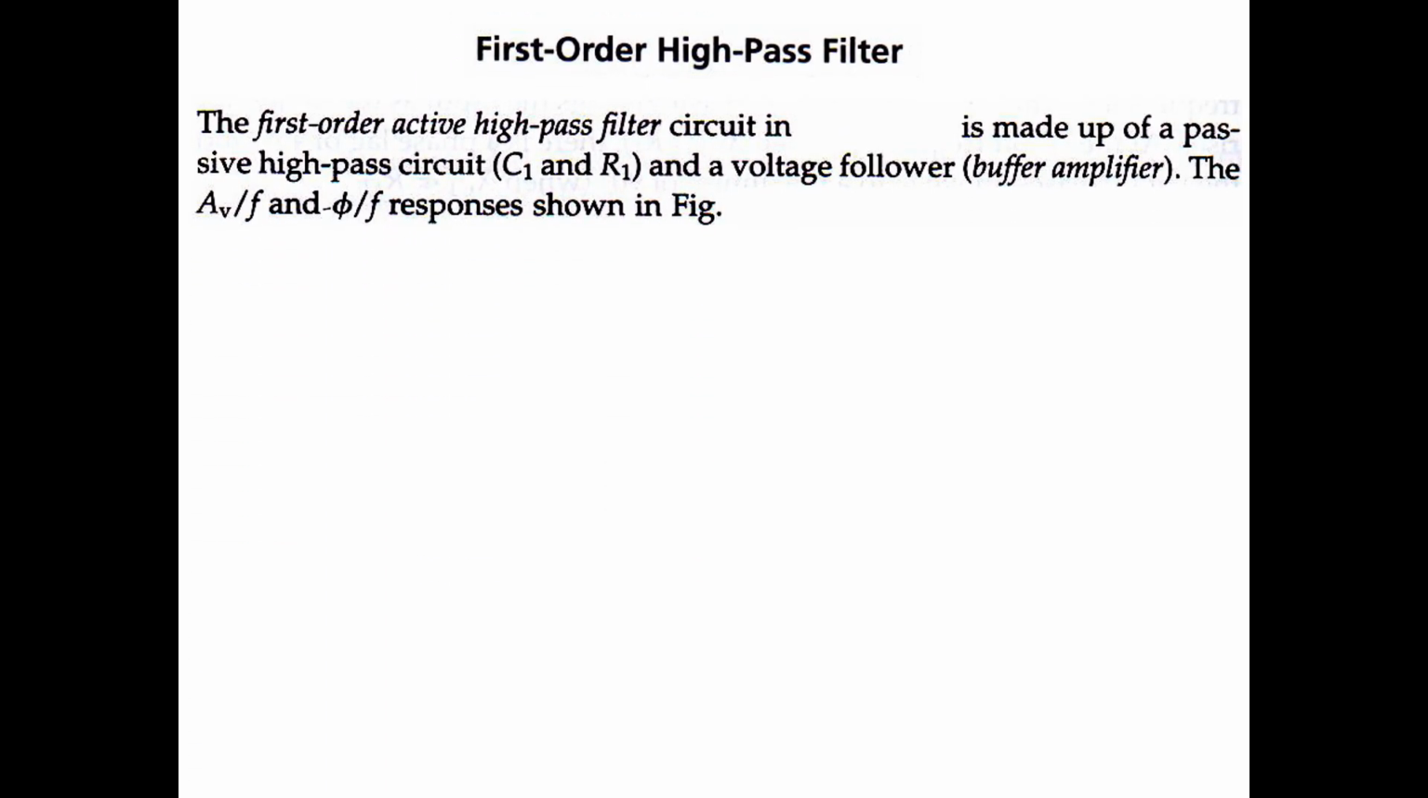First order high pass filter. The first order active high pass filter circuit is made up of a passive high pass circuit, C1 and R1, and a voltage follower, which is a buffer amplifier. The gain versus frequency and the phase versus frequency responses are also shown.